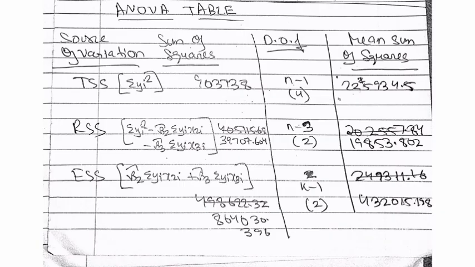Now moving to the ANOVA table, we have to include TSS, RSS and ESS. The formulas are here also written, and dividing by the degrees of freedom, we can have the last column which says mean sum of squares, and the answer is as follows.